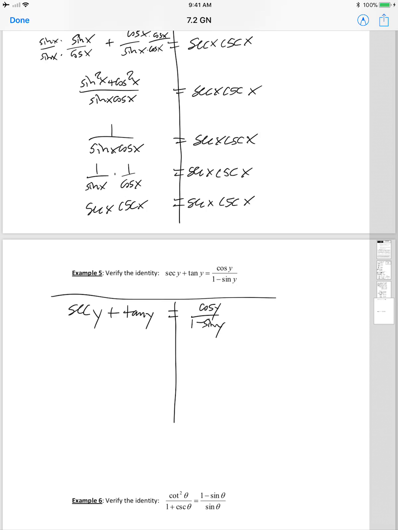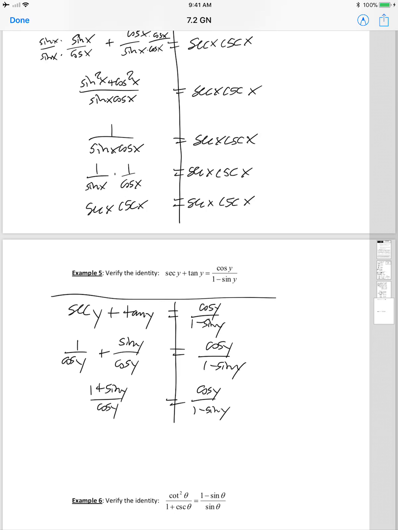So on the left, I'm going to change using reciprocal and quotient identities, respectively, to that. And I have that same denominator, so I'm just going to add those fractions. 1 plus sine y over cosine y equals cosine y over 1 minus sine y. Here's where things get a little tricky. I know that on the right, I want a denominator of 1 minus sine y. And so on the left, I don't have that denominator. How can I make that denominator appear?